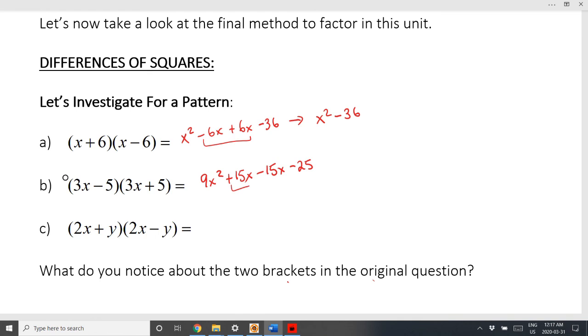Again, these two terms, you have a positive and negative of the same magnitude. We're going to add them together. They're going to cancel each other out. And so we're going to be left with something like this. It's going to say 9x squared minus 25.